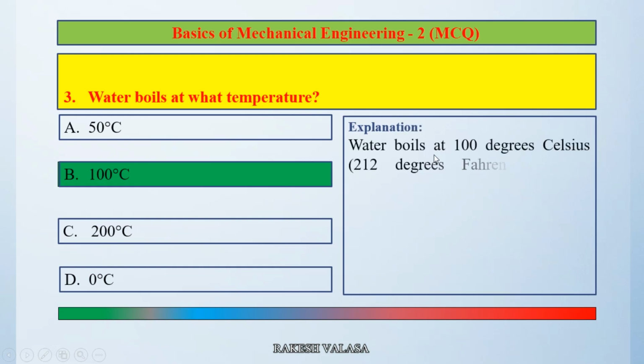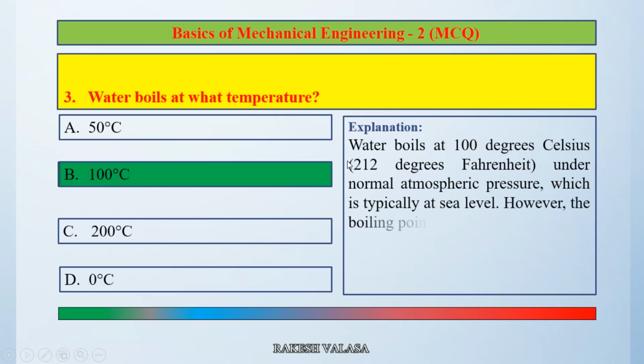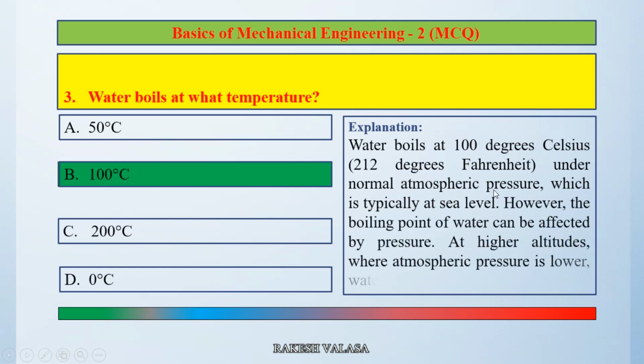Water boils at 100 degrees Celsius, 212 degrees Fahrenheit, under normal atmospheric pressure, which is typically at sea level. However, the boiling point of water can be affected by pressure. At higher altitudes, where atmospheric pressure is lower, water boils at a lower temperature. So the correct answer is option B, 100 degrees centigrade.